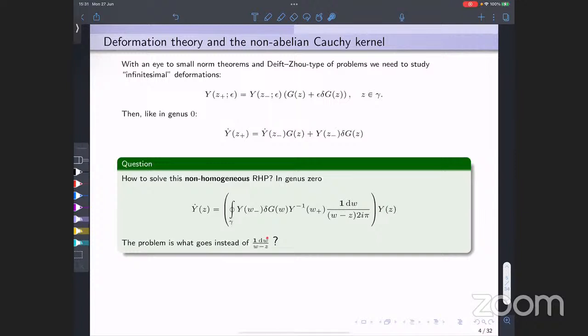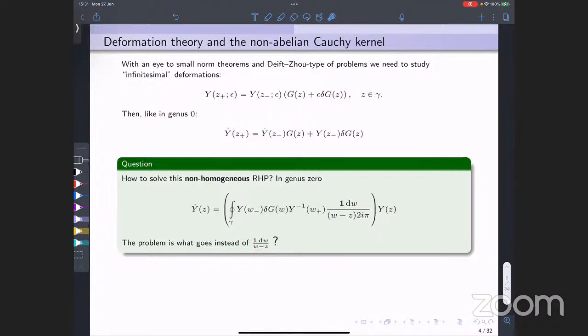Now, the problem is this. What happens in higher genus? What should I put instead of that? So this is a scalar, right? It's promoted to a matrix by just sticking in an identity, but it clearly makes no sense in higher genus. It should be something which depends on two variables, z and w, or let's say two points, and it's a differential with respect to one and a function with respect to the other. Now, this object, as a differential with respect to w, has a simple pole when w is equal to z, and a simple pole at infinity.